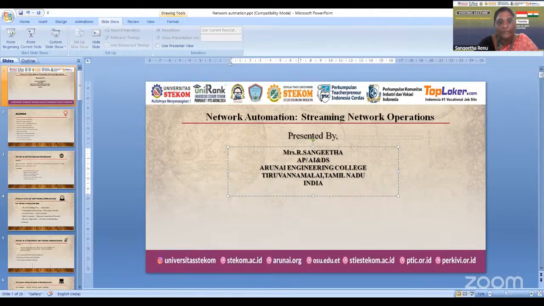Next, evolution of network operations. From traditional to streaming-based models, there are five shifts in network operations. First, manual configuration moves to automation tools. Second, polling-based monitoring moves to streaming telemetry. Third, device-centric methods move to service-centric methods. Fourth, static networks move to dynamic intent-based networks. Fifth, reactive operations move to predictive and self-healing networks.